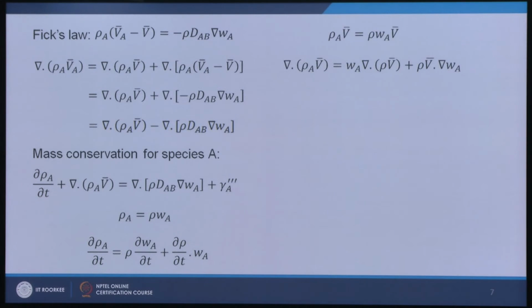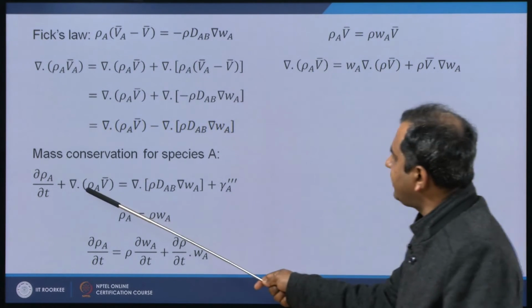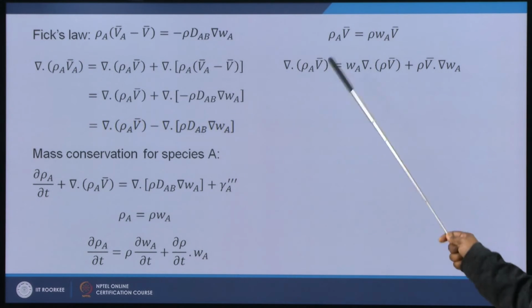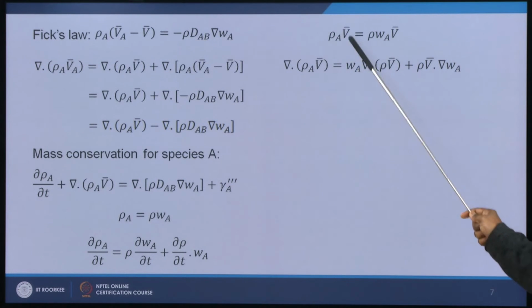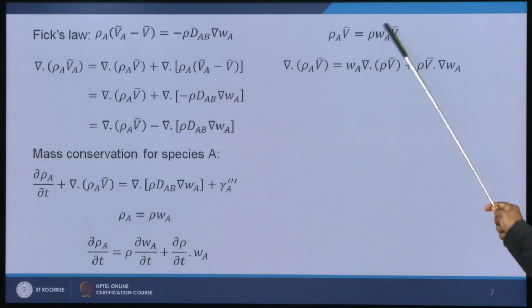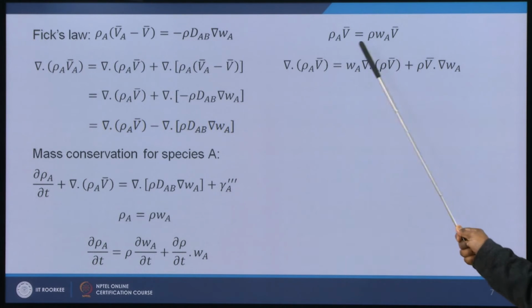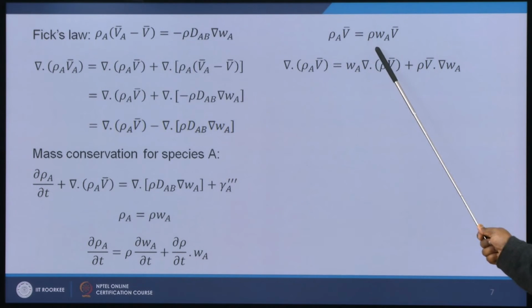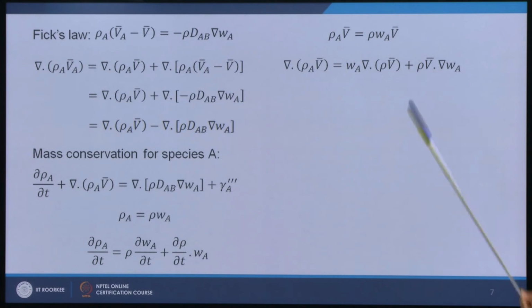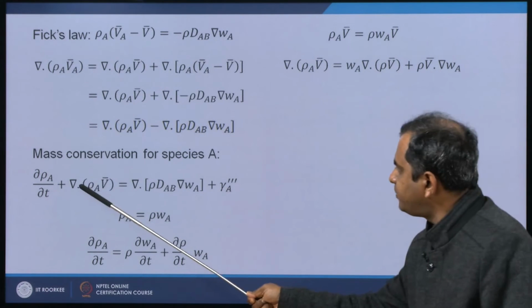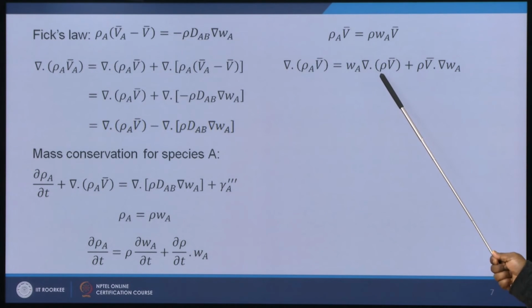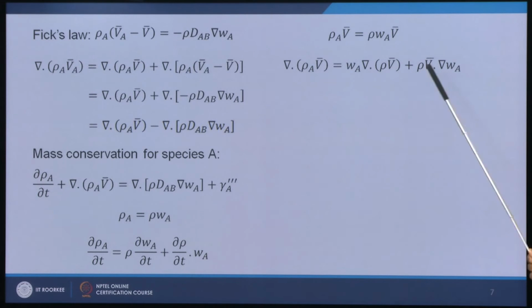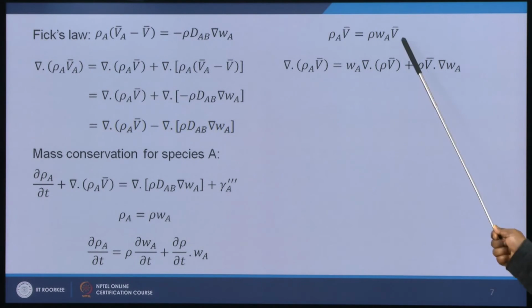Okay. For the second term, we have rho A into V. Rho A into V can once again be written easily, as we know rho A is nothing but rho into W A, the species concentration. So we can write rho A into V equals rho W A into V. Okay. And if we take the spatial derivative on the left hand side, then we get W A into del dot rho V plus rho V into del dot W A. Okay, once again we have used the chain rule.